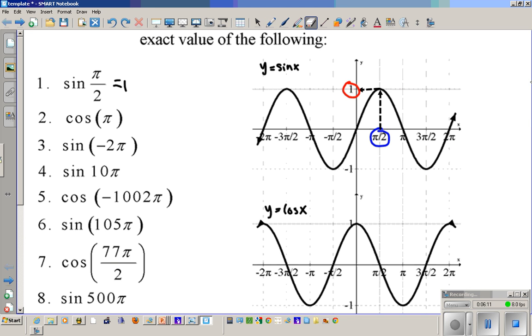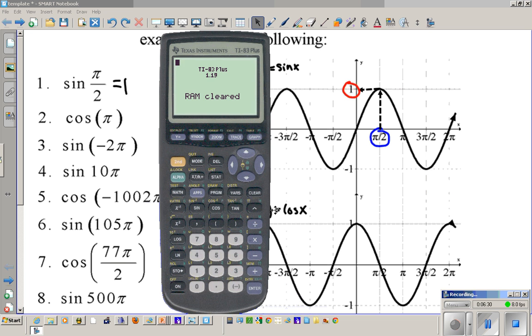All right, let's check if our answer is correct. First thing we have to do is put the mode of our calculator in radians, since we're dealing with radians here. So, turn your calculators. Let me do the mode business first. So mode, make sure radian is selected here. Press mode, go down twice to radian. Enter, enter. Sine of pi over 2. Answer 1. Our answer is correct.